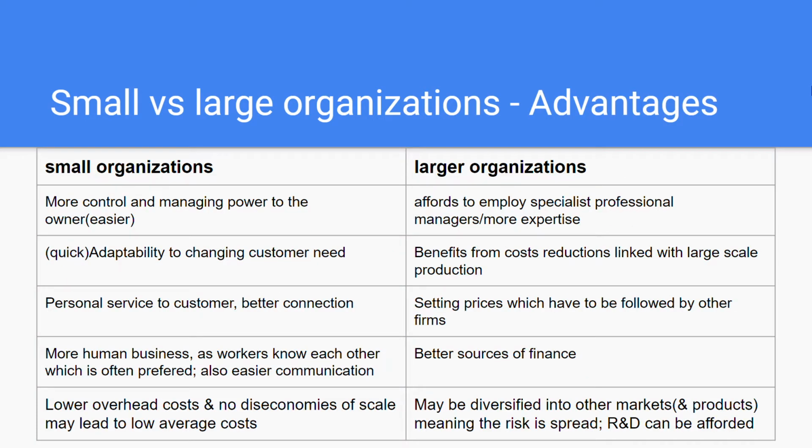Okay, so here, my first slide to small versus large organizations, I'll be presenting to you the advantages. Small organizations usually have more control and more managing power for the owner. Basically, it's easier to keep this control because it's not as large and smaller. It's clearer. He has a better overview, or he or she, so it's easier.